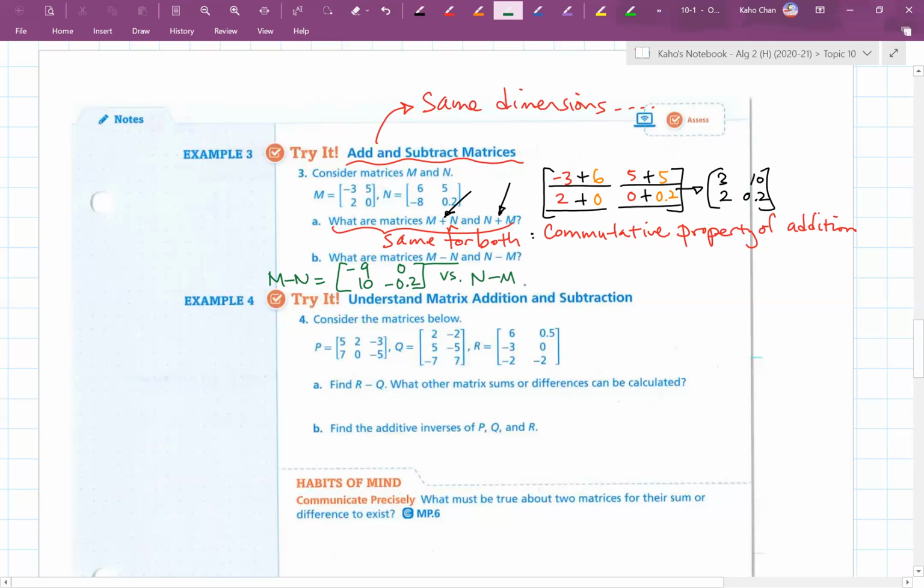Versus N minus M. Let's see what happens there. I'm just going to do some mental math here. In reverse, 6 minus -3 is +9. 5 minus 5 is still 0. -8 minus 0. And finally, 0.2 minus 0 is 0.2. Notice they're exact opposite if you compare the two there.